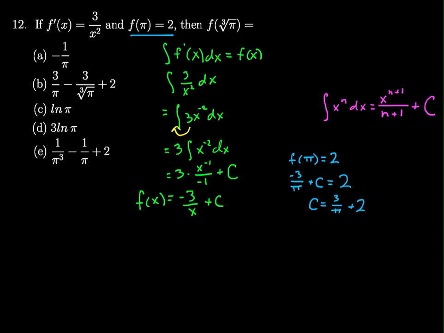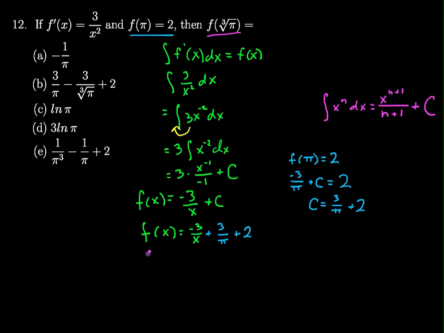And I can bring that back in, so we have a much better function. Now that we don't have some arbitrary constant, we just have our function. It's determined. So negative 3 over x, and I can add on my c. I can bring this value in, plus 3 over pi plus 2. Now we can go on and say, okay, I need to find this value. That's what I'm looking for. So let's substitute this in for x.